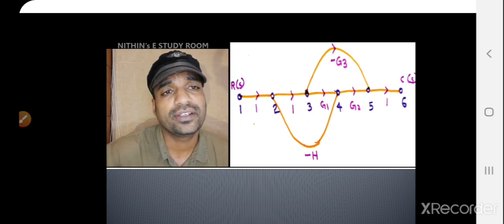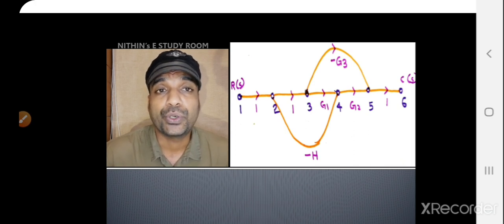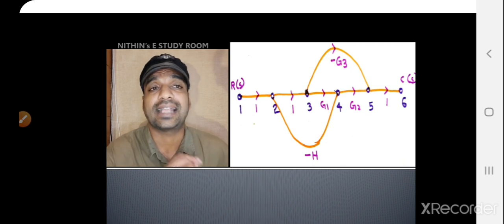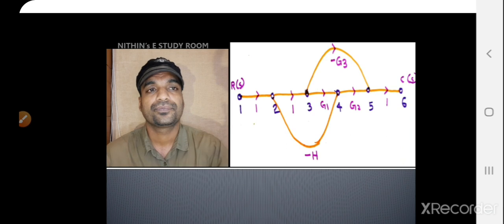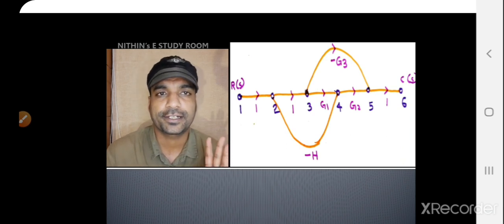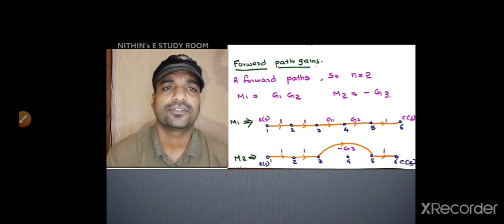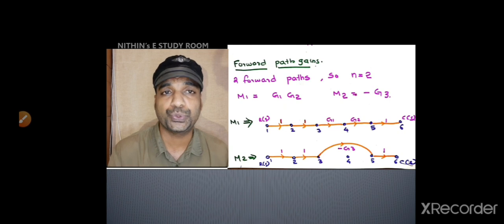But why did we take it as negative H? Because in node 2 there is a summer, and in that summer the signal is landing at the minus port. So we have to take minus H. I think this is very clear up to the moment. Now we are going to the next slide. Which are the forward paths? I already explained. We can simply see two forward paths.